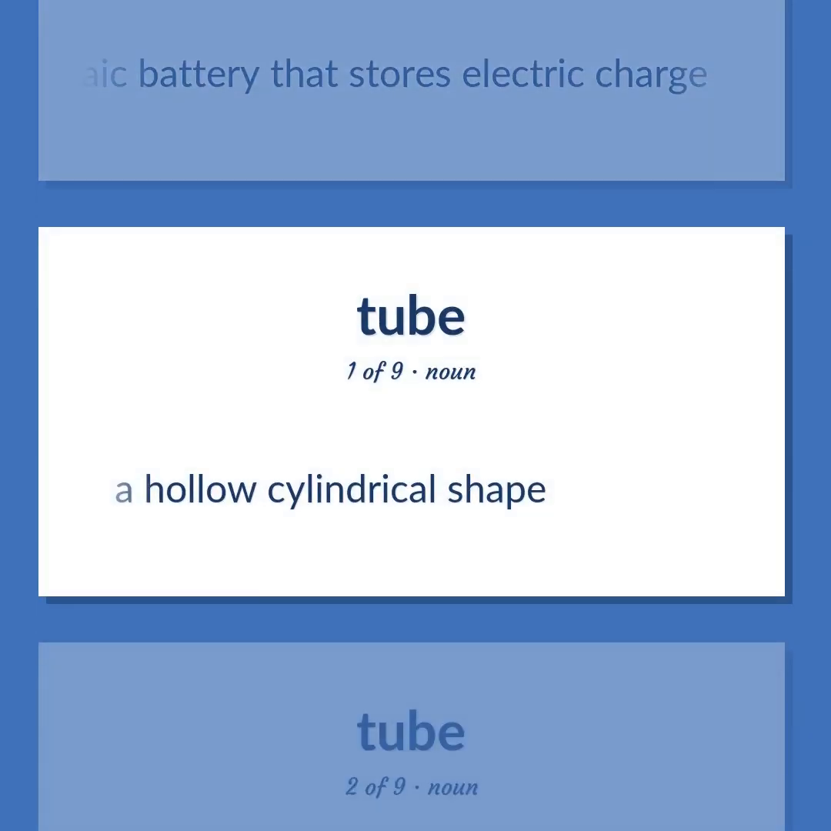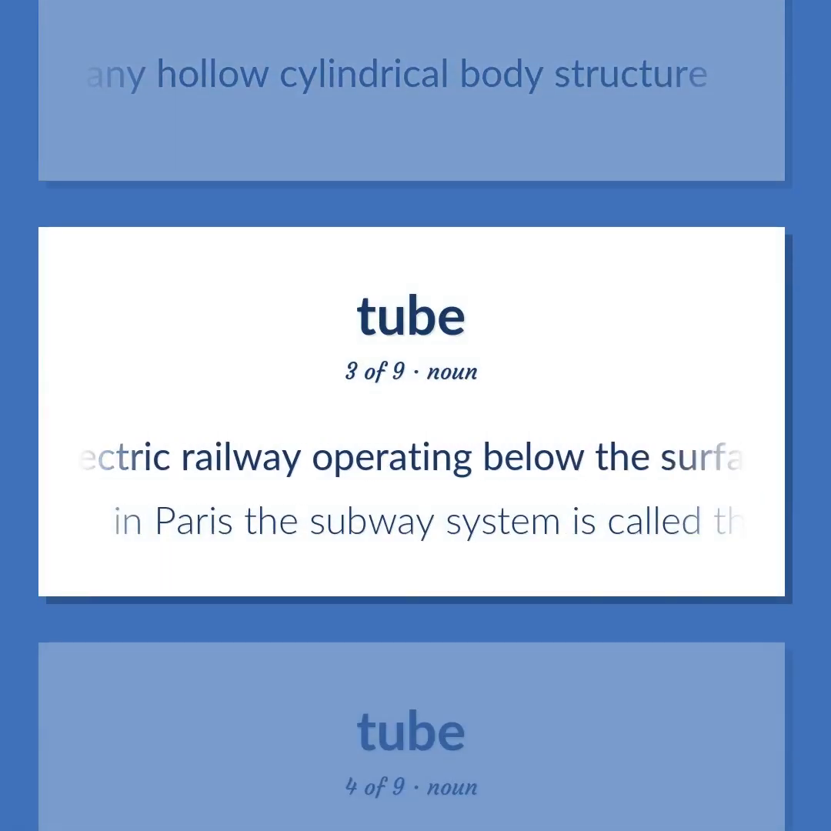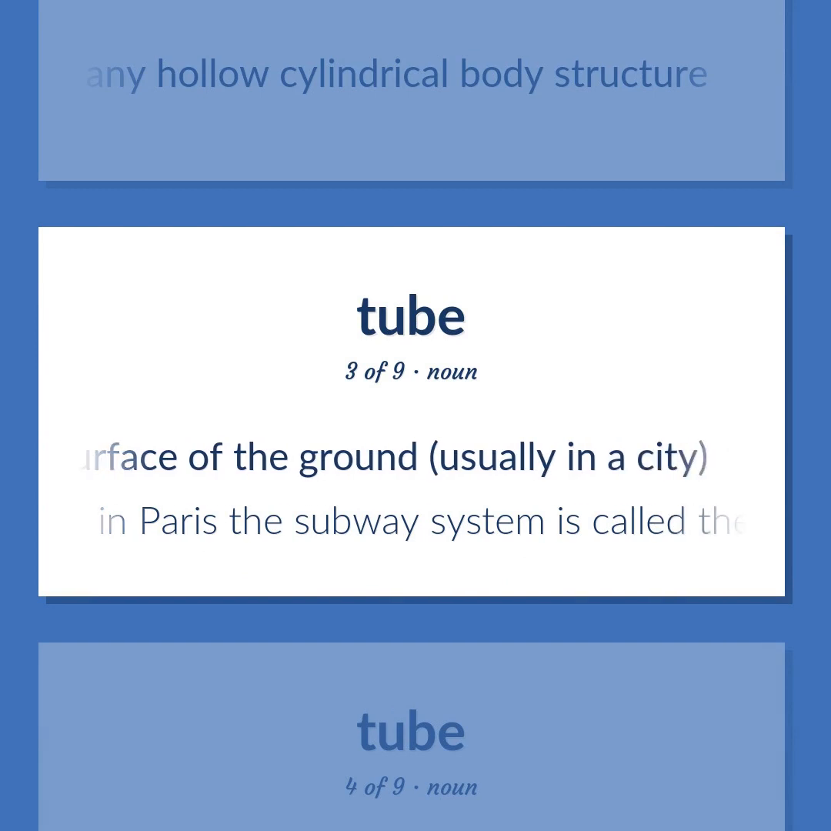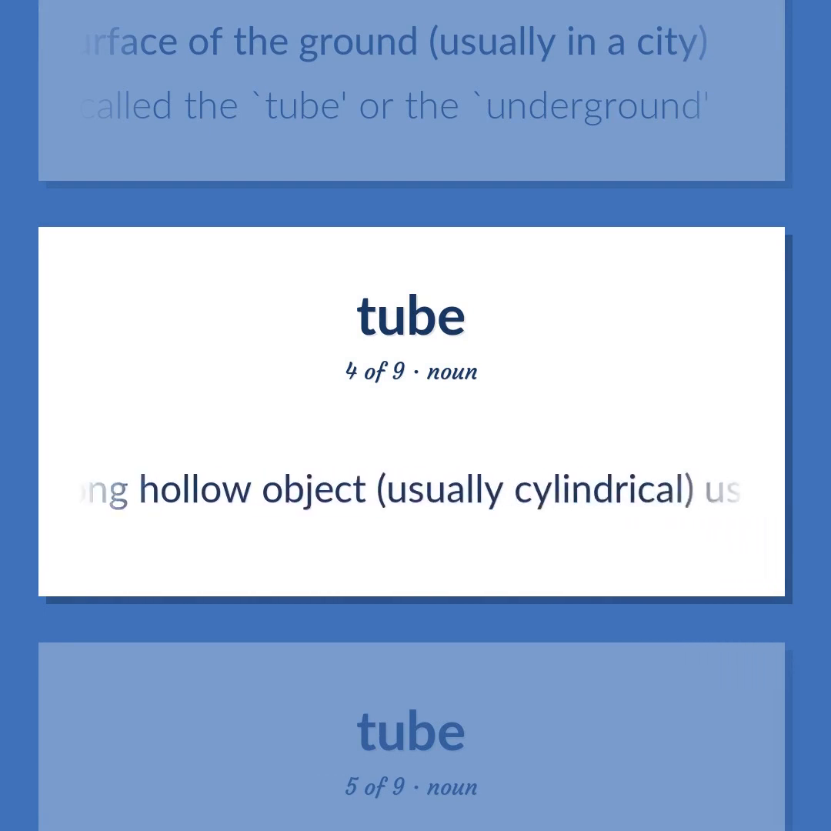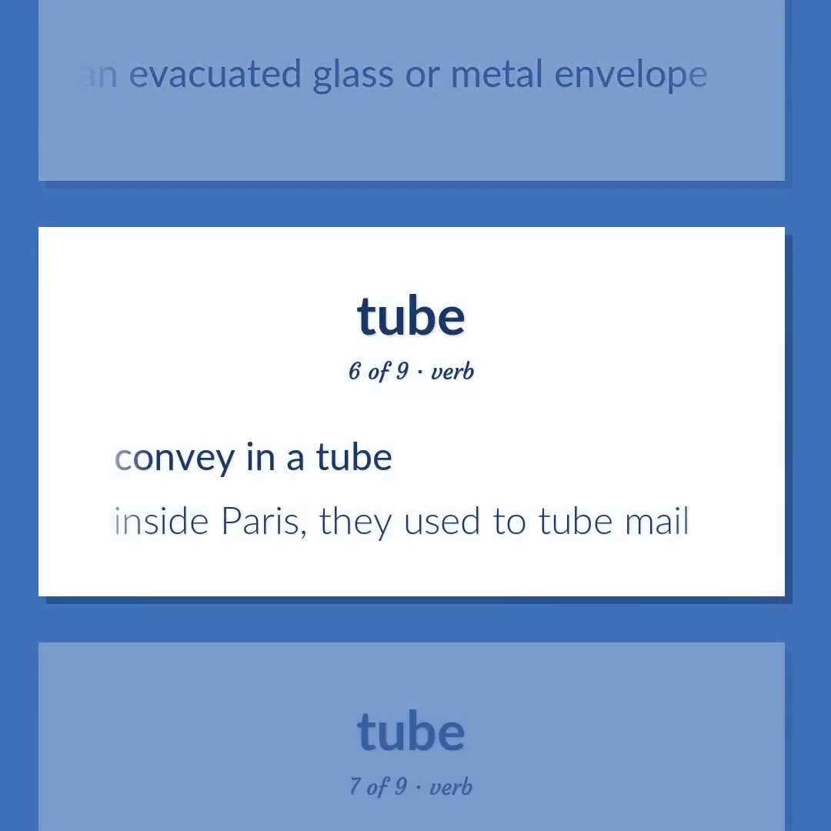A hollow cylindrical shape. Anatomy: any hollow cylindrical body structure. An electric railway operating below the surface of the ground, usually in a city. In Paris, the subway system is called the metro, and in London it is called the tube, or the underground. Conduit consisting of a long hollow object, usually cylindrical, used to hold and conduct objects or liquids or gases. Electronic device consisting of a system of electrodes arranged in an evacuated glass or metal envelope. Convey in a tube. Inside Paris, they used to tube mail.